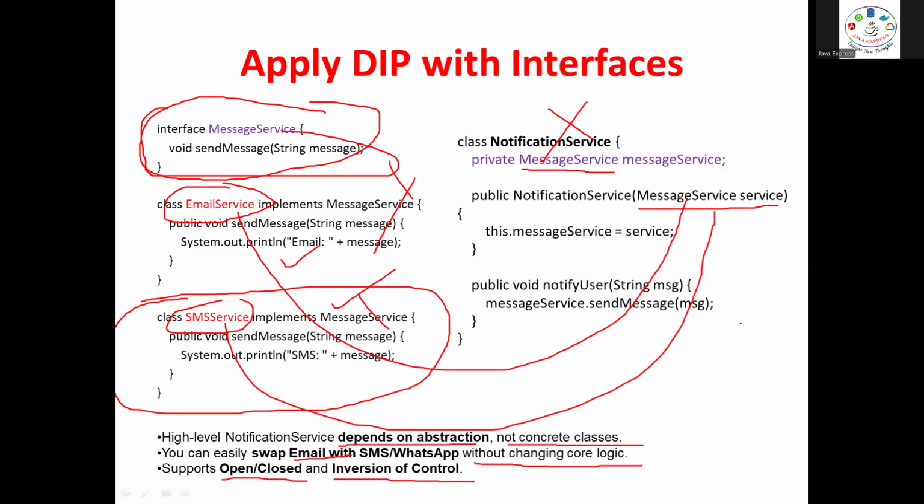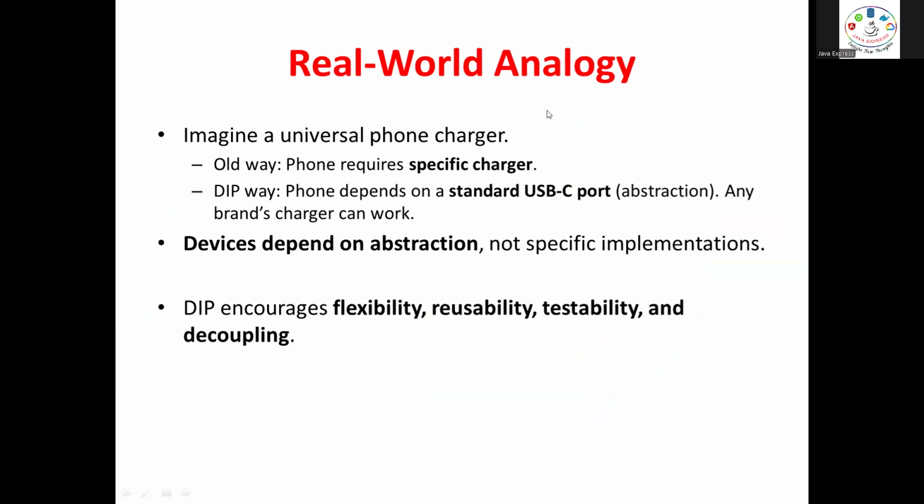This is about the dependency inversion principle. A real world analogy: you have a socket and a phone charger. Old phones required a specific charger. By following the dependency inversion principle, your phone depends on a standard USB port. You just need to depend on the abstraction. This USB port can be provided by OnePlus, Micromax, or whatever brand. All these chargers will support that USB port.